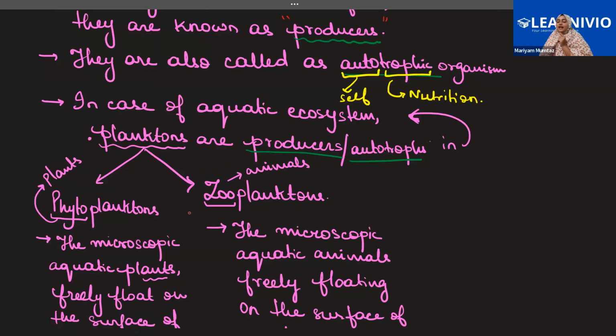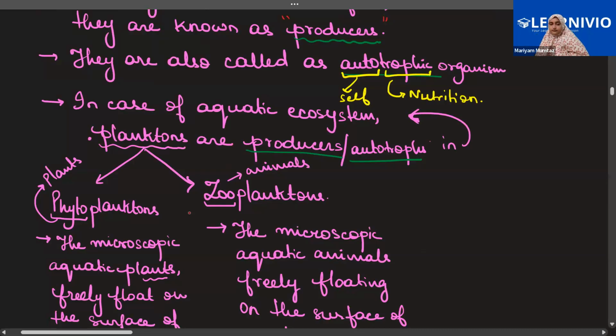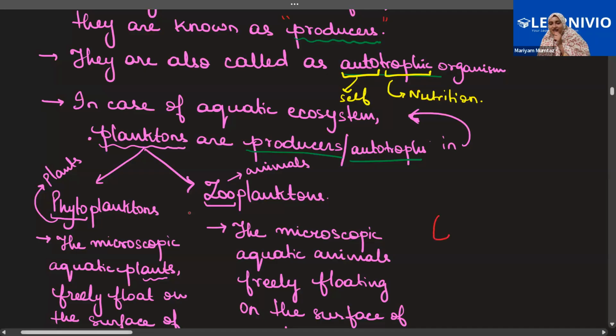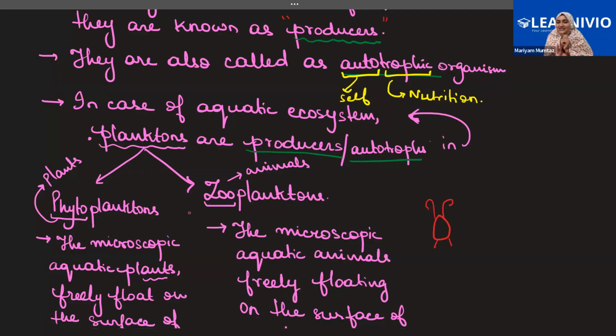Okay, have you ever heard about plankton, students? Hmm? Plankton? How many of you have seen SpongeBob SquarePants? You've seen? Okay. In the SpongeBob SquarePants, have you ever seen that structure that has two antennae? It's green colored, very tiny in size, right? That's a plankton. That's how a plankton actually looks like.